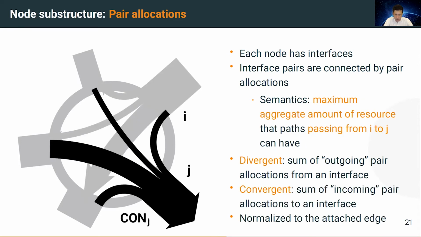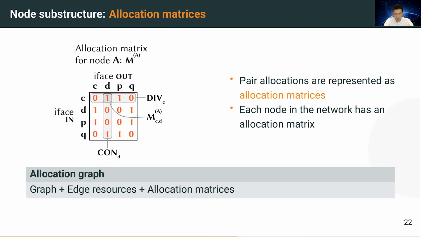Similarly, we want the sum of incoming pair allocations to an interface to be lower than the resource of the attached edge, and we call this aggregate sum the convergent of that interface. These pair allocations can be naturally represented as allocation matrices.